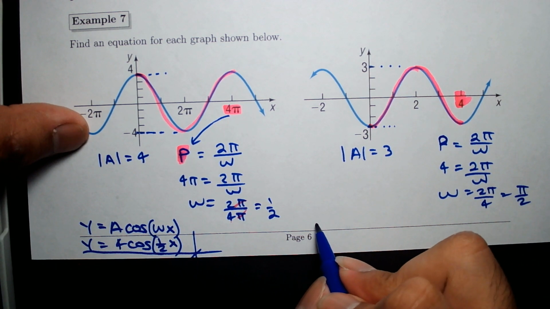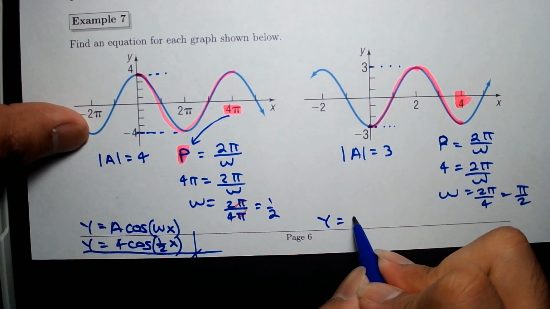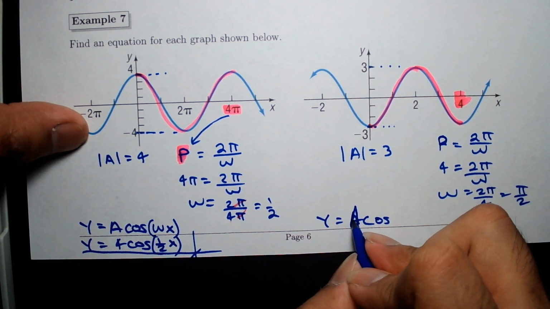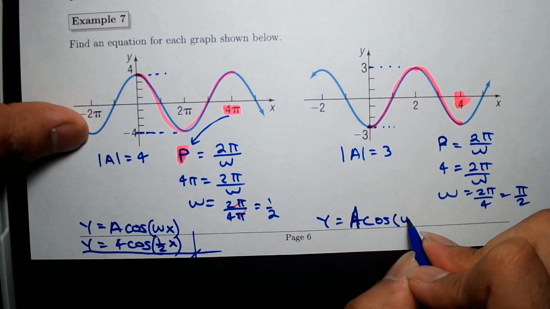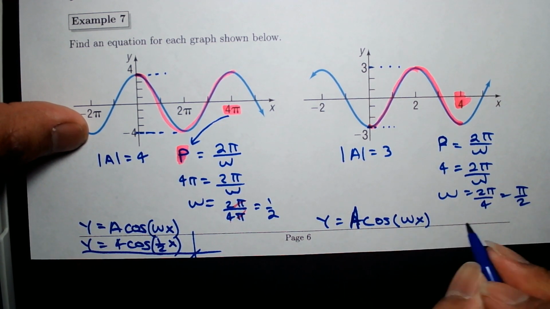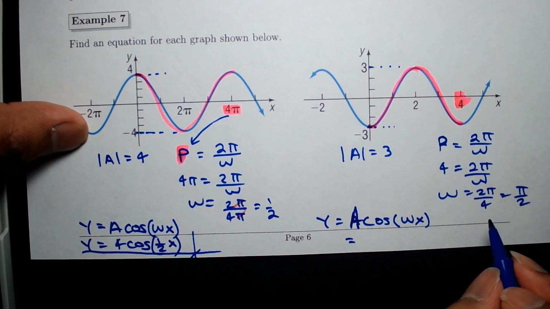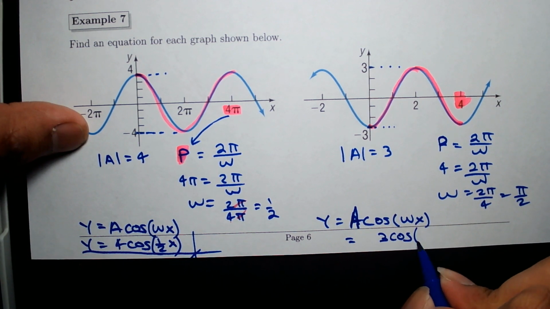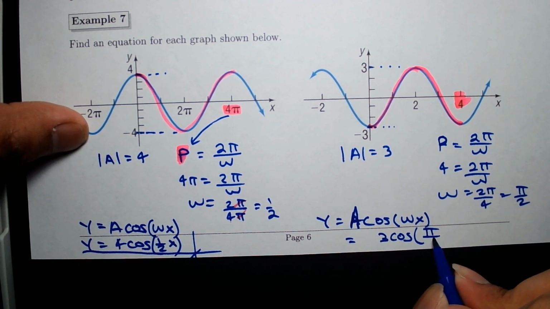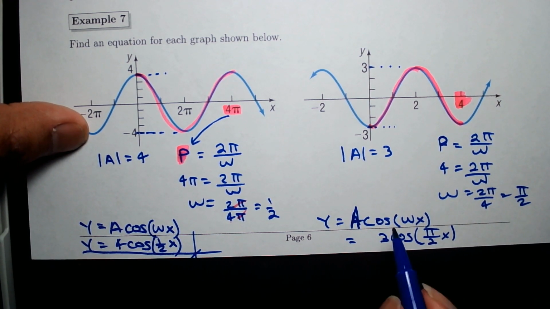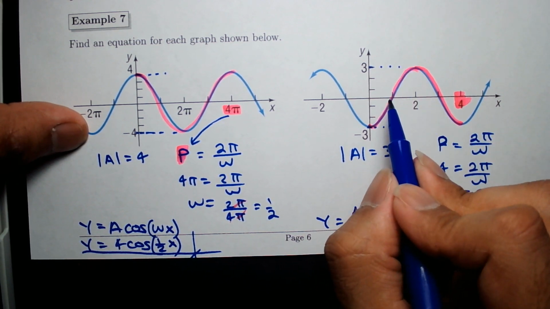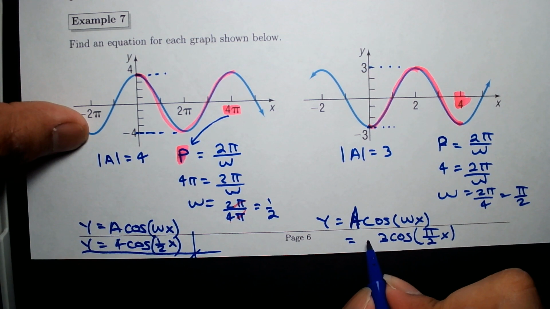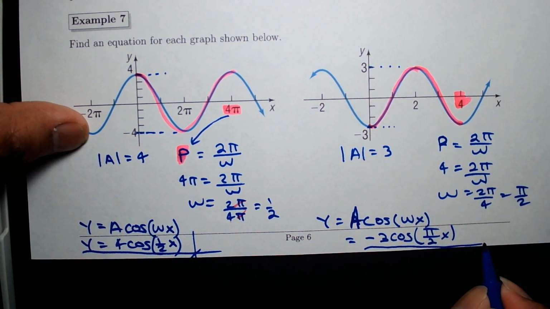All right, so in this case, let's write the function y equals a, again, cosine of omega x. And in this case, that's going to be 3 cosine of pi over 2 times x. But because the graph is reflected about the x-axis, in other words, it's upside down, we need to have a negative sign in front of it.